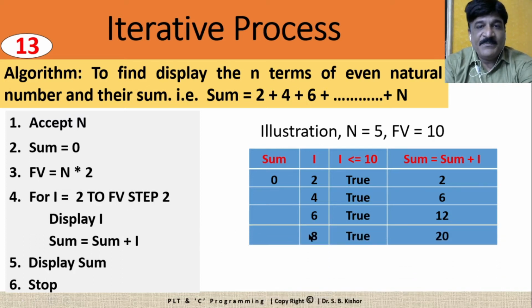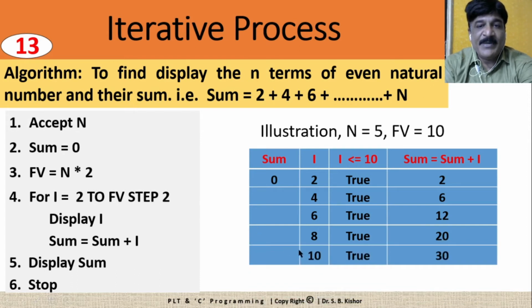Then the value of I will become 8. So 8 is less than 10. The condition is true. So previous sum plus 8 becomes 20. Then the value of I will become 10. 10 is less than 10? No, it is equal. So again, the condition is true. So previous sum plus the current value of I, that is 10. So 20 plus 10 is 30.